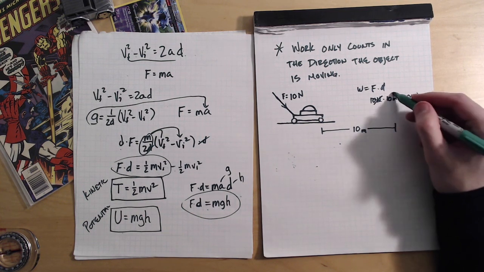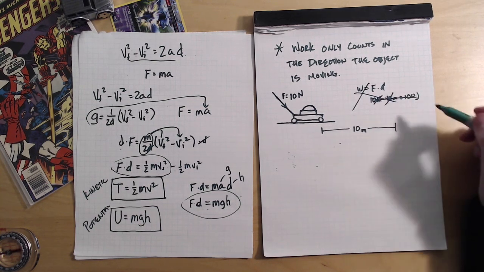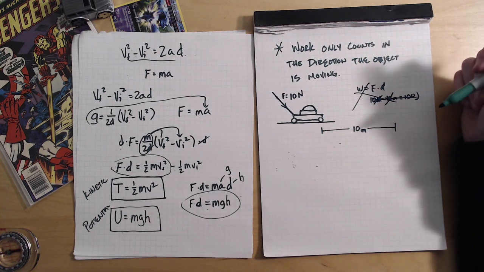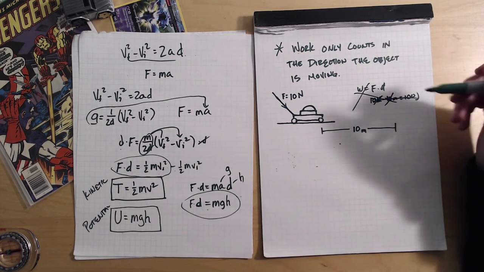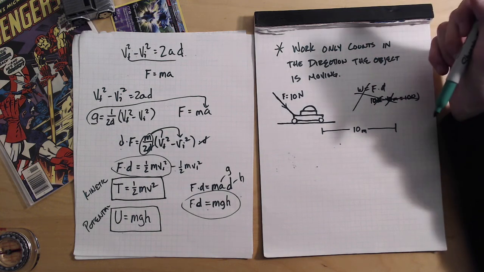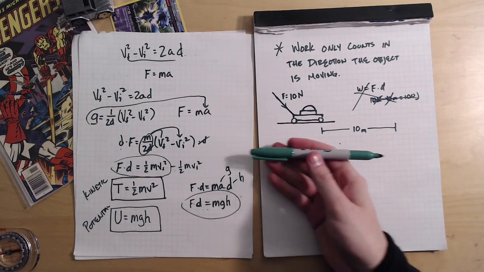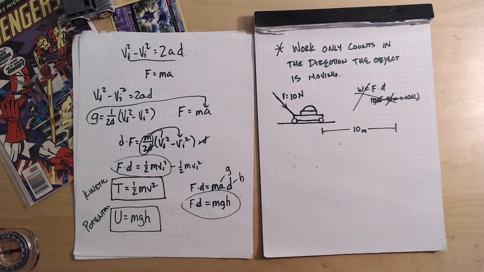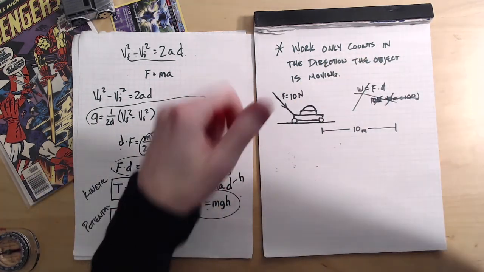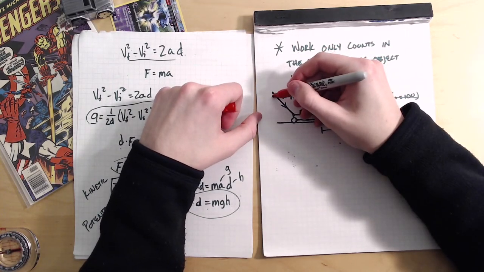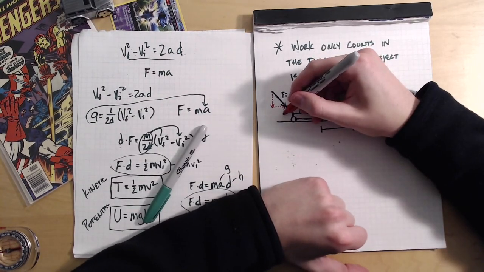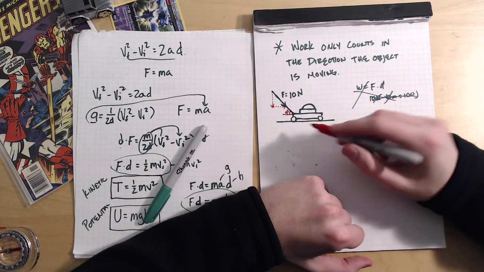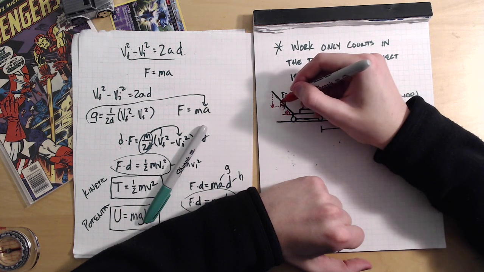Well, no, this isn't the case. This is wrong. Remember that work only counts in the direction that the object is moving. So what we're going to have to do is look at the component of this force that's pushing in the direction that the lawnmower is actually moving. Okay? So what we have to do is break this force vector into its components. And let's say that this is a 50-degree angle. That's 50 degrees right here. So that also means that this is 50 right here.